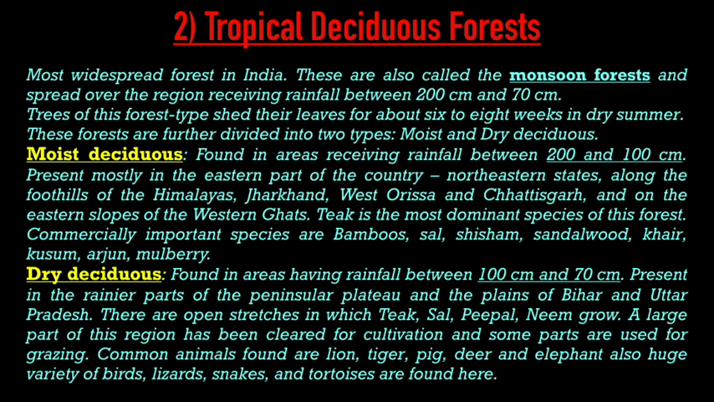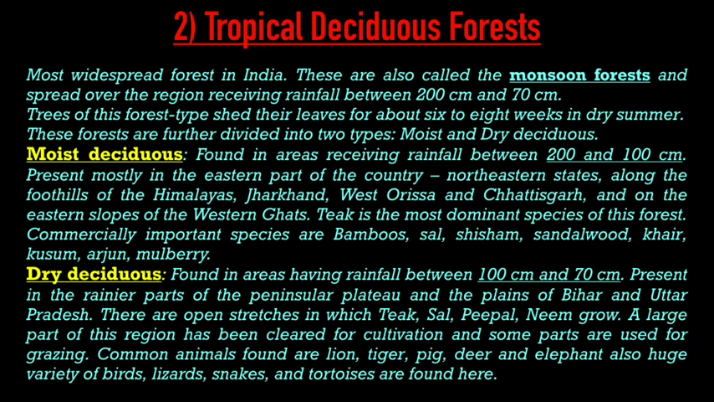These forests are further divided into two types, moist deciduous and dry deciduous. First, the moist deciduous. This forest is found in the areas which receive rainfall between 200 and 100 centimeters. They are present mostly in the eastern part of the country, including northeastern states, along the foothills of Himalaya, Jharkhand, West Orissa and Chhattisgarh, and on the eastern slopes of the Western Ghats.